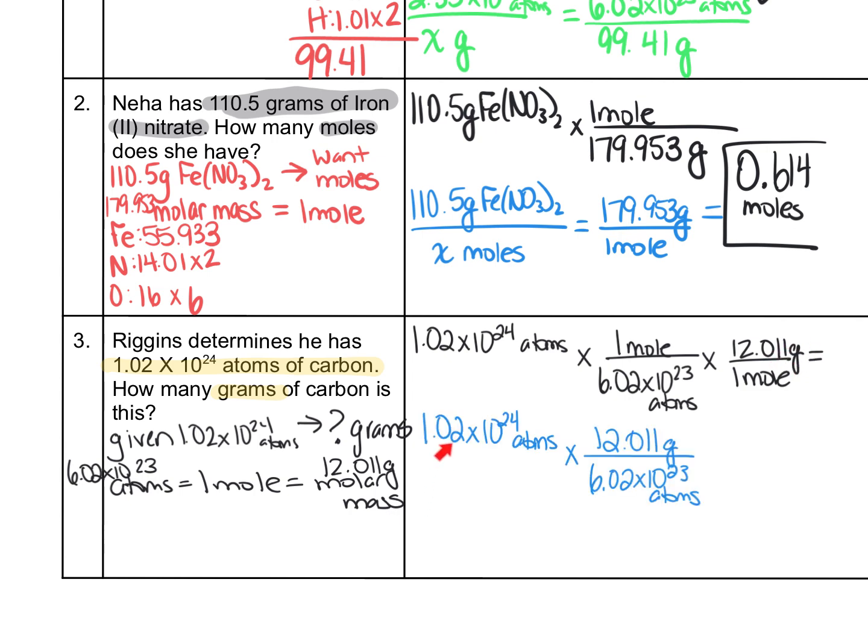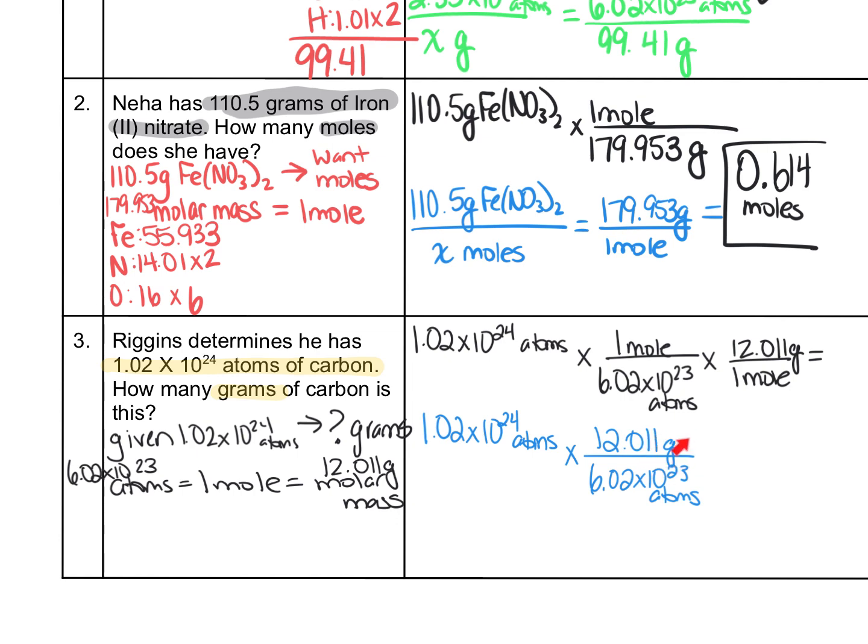I do have in blue where we combine it. Since 1 mole is equal to the atoms and 1 mole is equal to the mass, I can actually set those equal to each other because there would be 6.02 times 10 to the 23rd atoms in the molar mass of the material, carbon. Since I don't want atoms, I put atoms on the bottom.